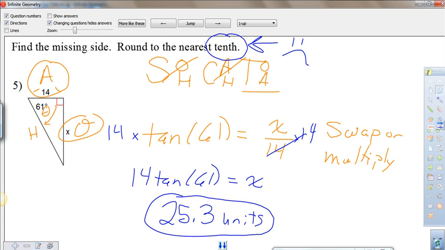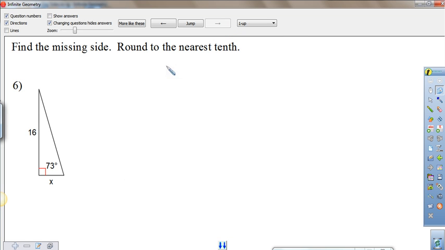Okay. The last one. Here we go. If you want to pause this and try this one on your own, please do so. I'm going to use purple light.